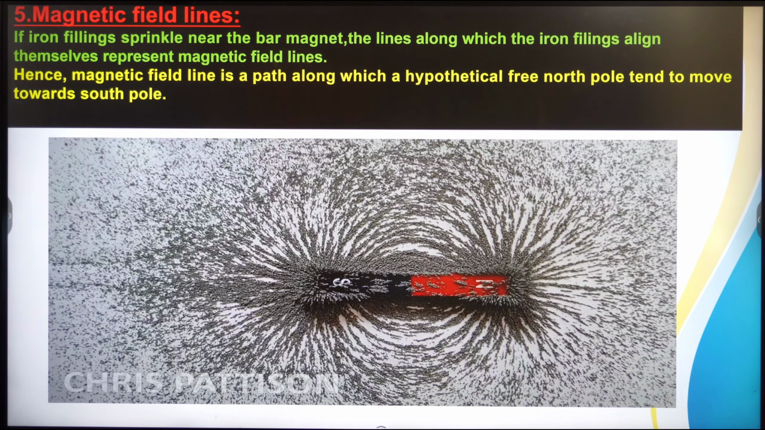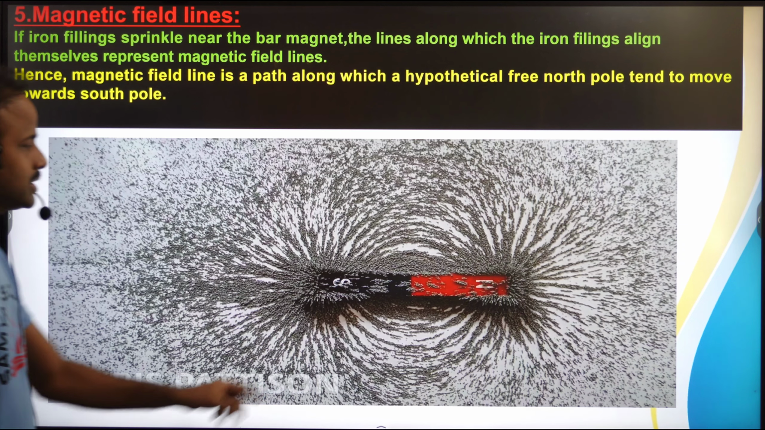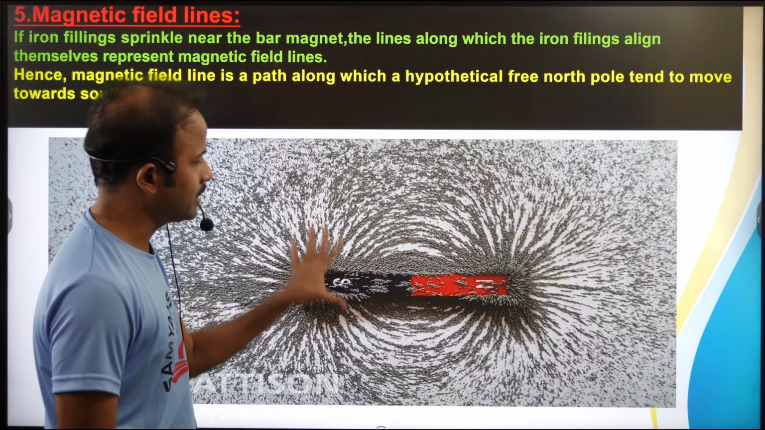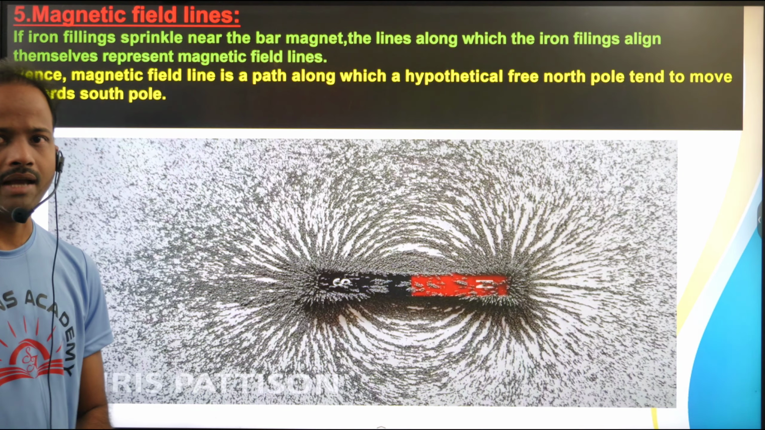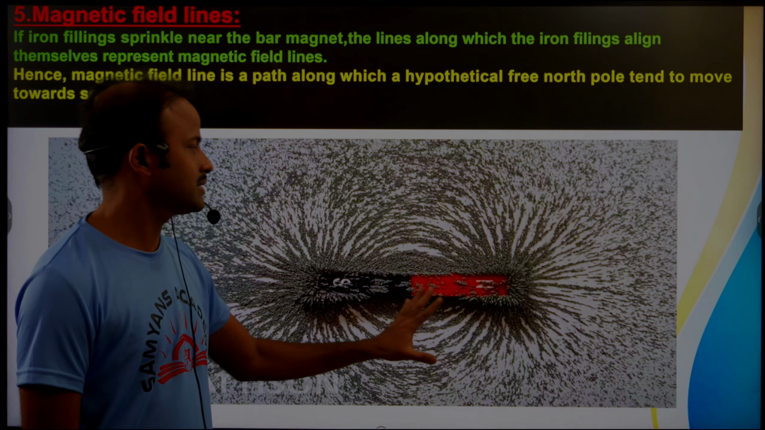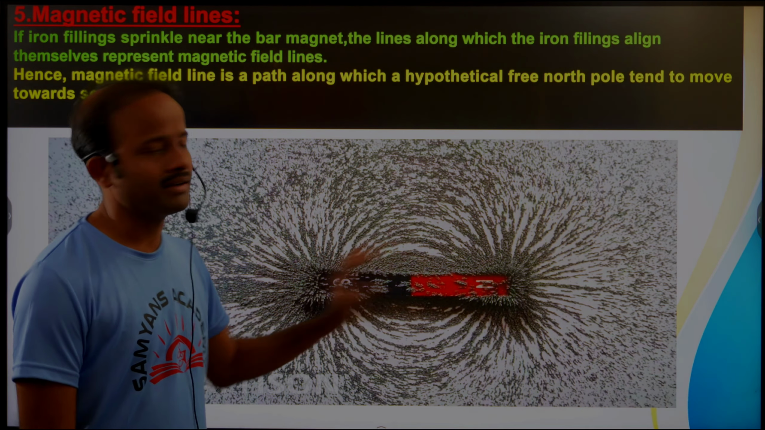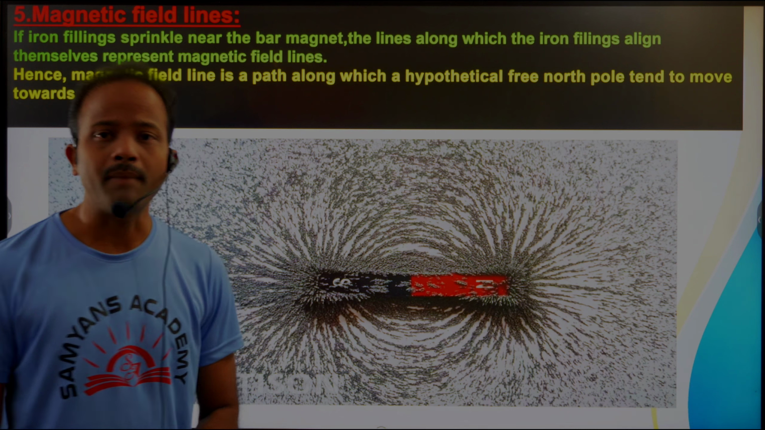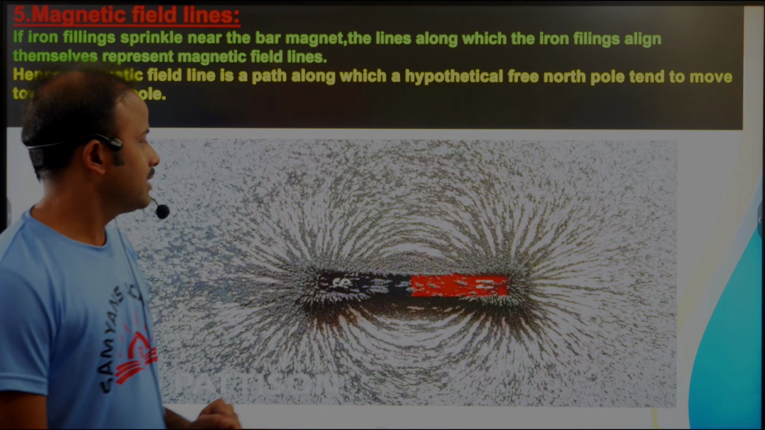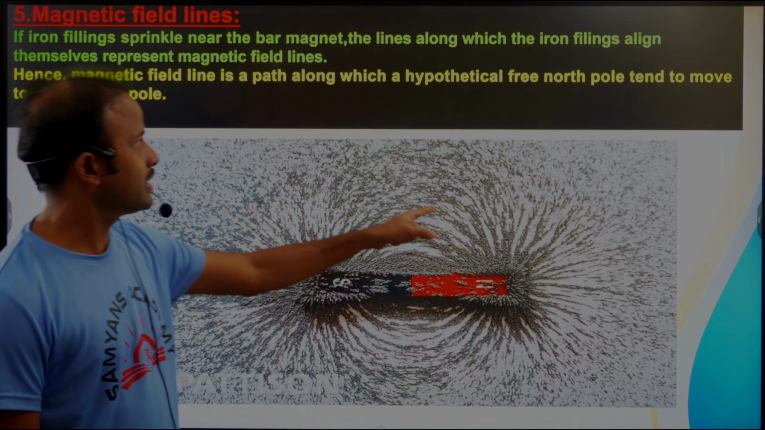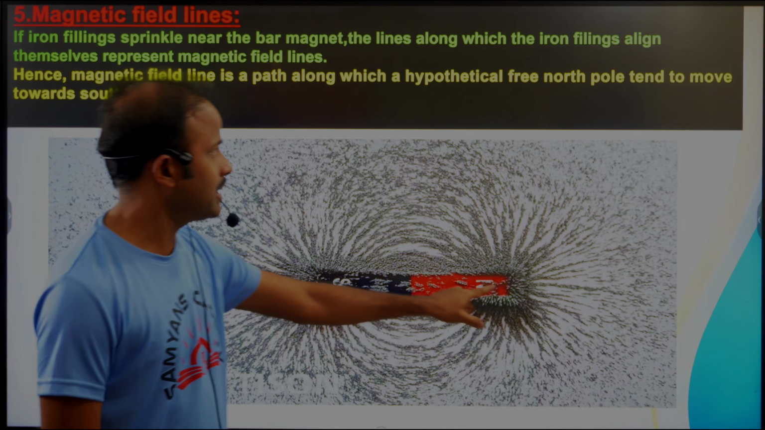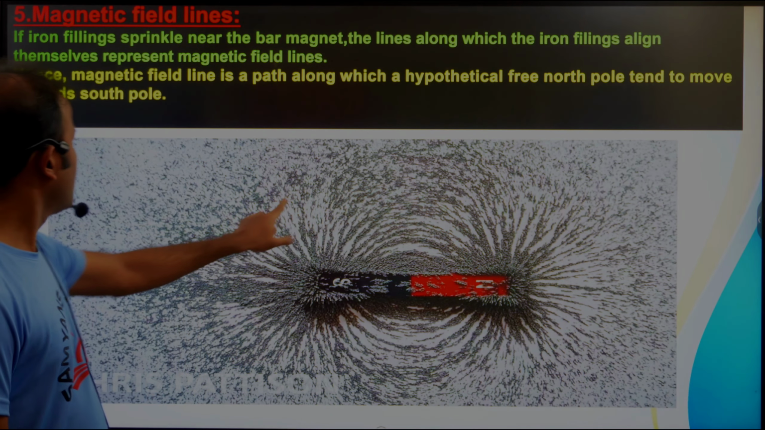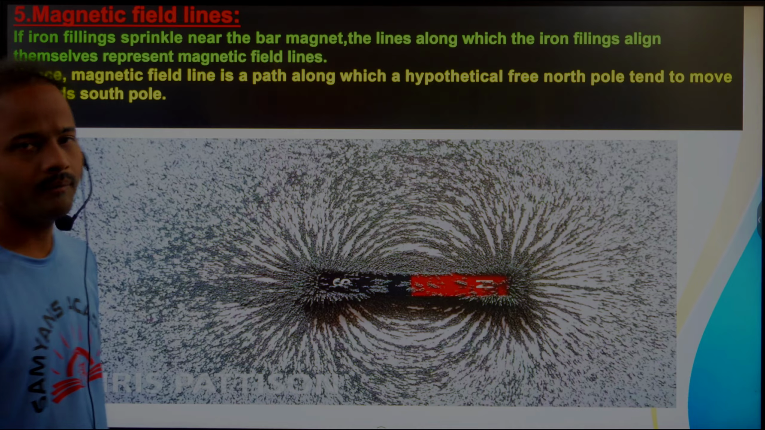Okay, then we can conclude that a magnetic field line is a path along which a hypothetical free north pole tends to move towards the south pole. Now these are the patterns we can observe around the magnet when you sprinkle the iron filings. All iron filings align themselves in some pattern. This pattern represents the magnetic field lines. And this is a hypothetical line, we can assume that. So the free north pole tends to move towards the south pole, right?